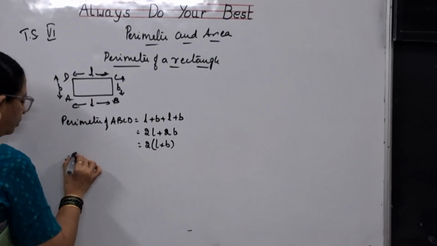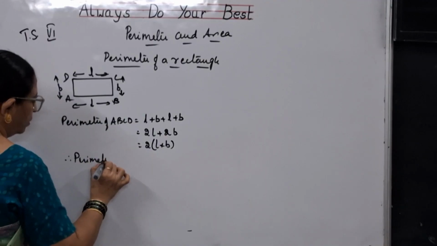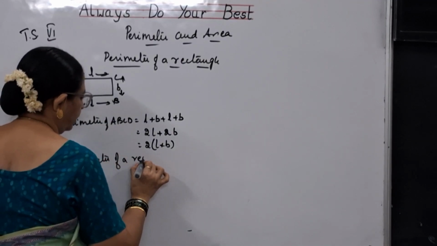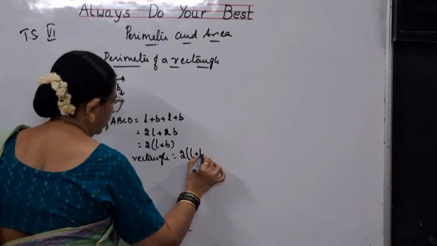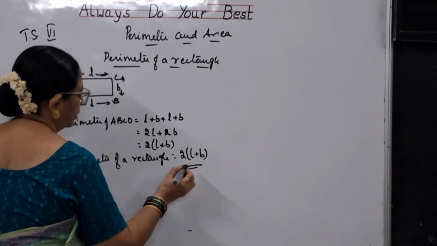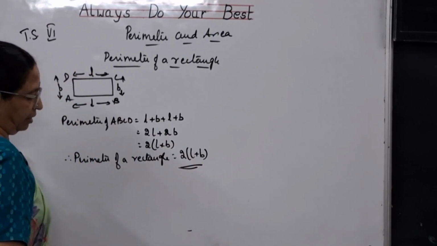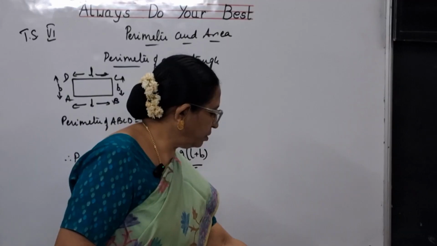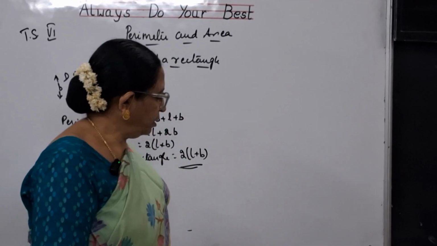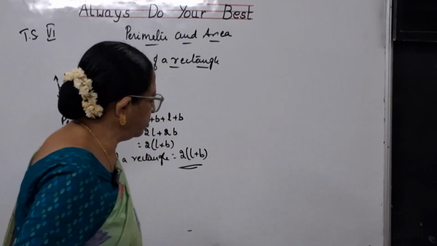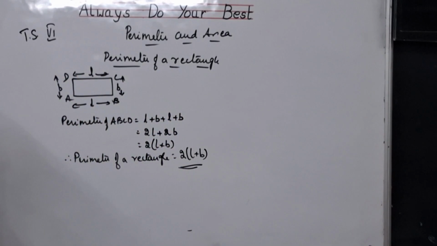This is the formula. So, the perimeter of a rectangle is equal to 2 into (L plus B). This is the formula, children, for the perimeter of a rectangle. Please note it down. This will give you the perimeter of a rectangle, and you have certain problems to try. We will be doing that so that we have a good practice to find out how it has to be done. Please copy it.